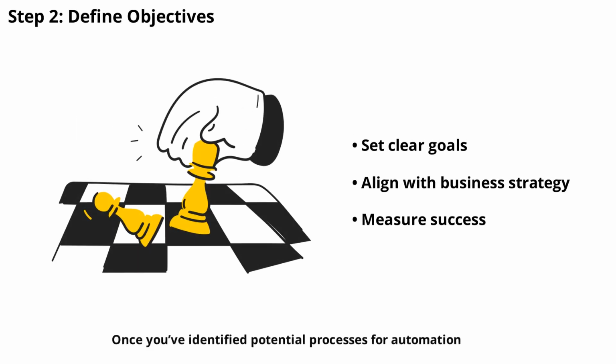Once you've identified potential processes for automation, it's important to define your objectives. What do you hope to achieve with RPA? Are you aiming to reduce costs, improve accuracy, or speed up operations? Setting clear goals will help you measure the success of your RPA implementation and guide your selection of the right tools and vendors. Make sure your objectives are specific, measurable, and aligned with your overall business strategy.